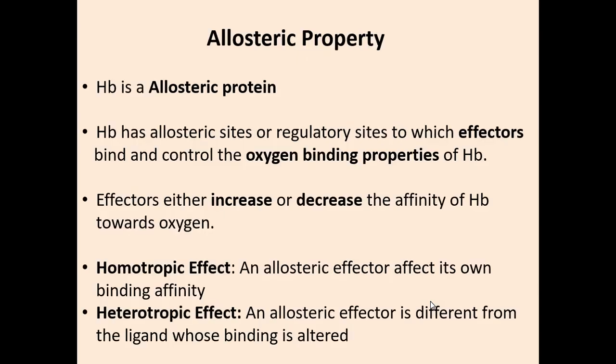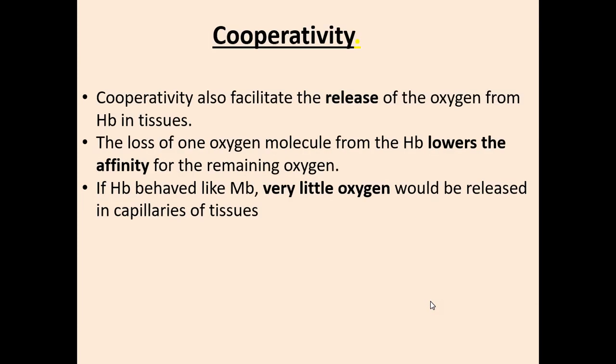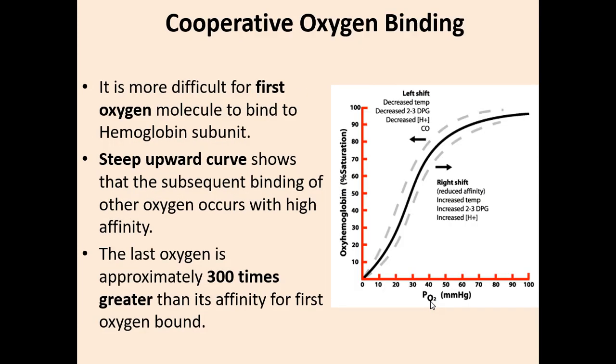Hemoglobin is an allosteric protein. It binds with factors, and these factors control the oxygen binding properties of hemoglobin. Cooperativity. What is cooperativity? Cooperativity means the binding of the first oxygen molecule increases the affinity of the second, third and fourth oxygen molecules towards the hemoglobin subunits, and this occurs because the conformation of the hemoglobin subunits changes from the tense state towards the relaxed state.